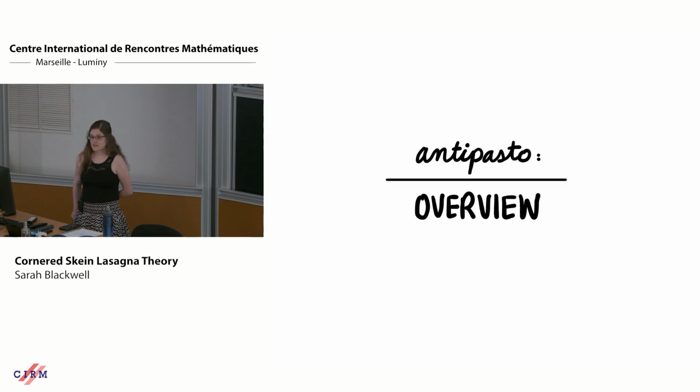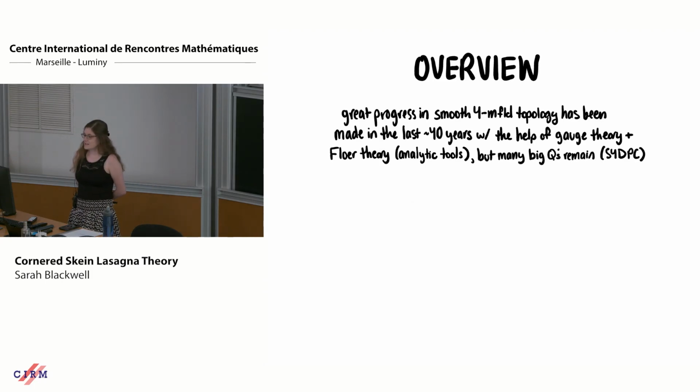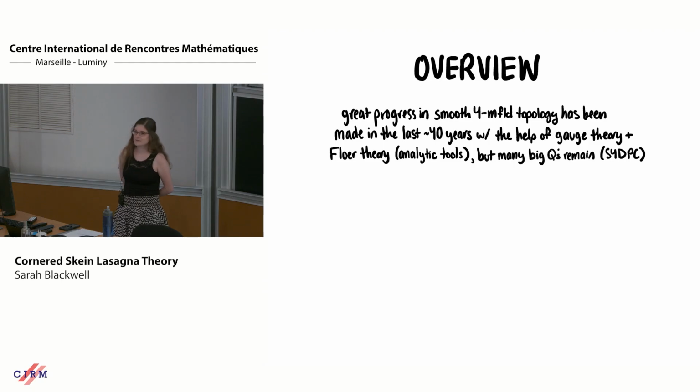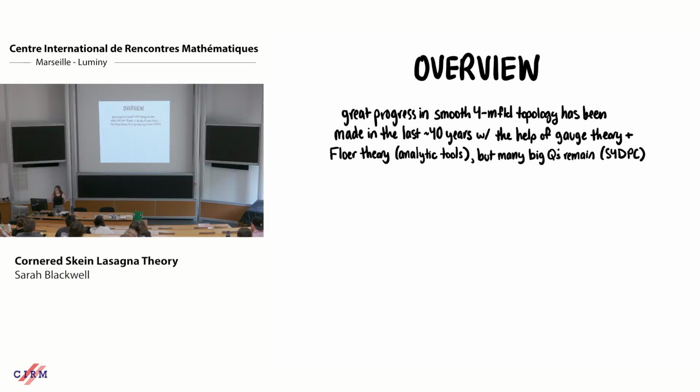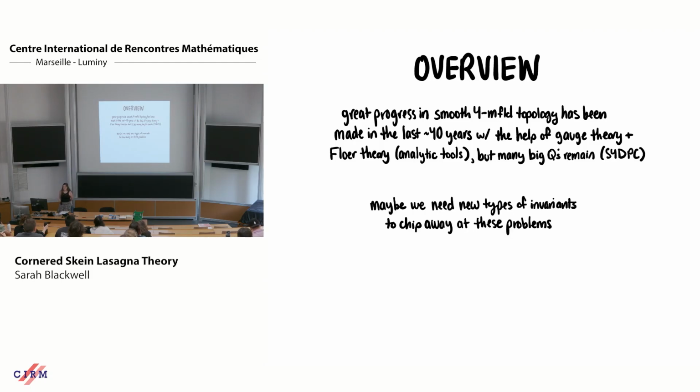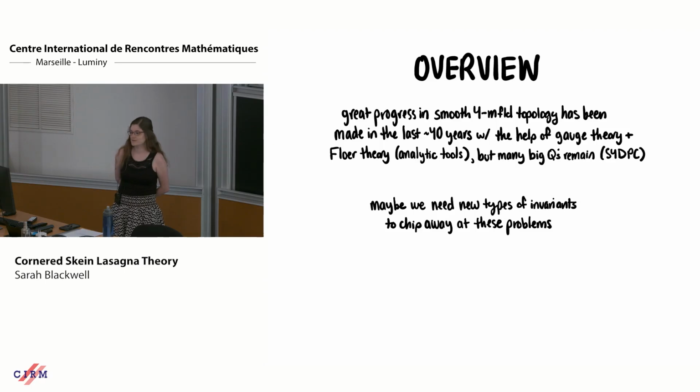Okay, so first we'll start with an overview, and then we'll slowly circle in and get some more details. I don't have to tell this audience, but great progress in smooth four-manifold topology has been made in the last 40 years with the use of analytic tools such as gauge theory and Floer theory, but a lot remains to be figured out. For instance, the smooth four-dimensional Poincaré conjecture. So there's an interest in constructing fundamentally different types of invariants to chip away at these problems that we still don't know the answers to.